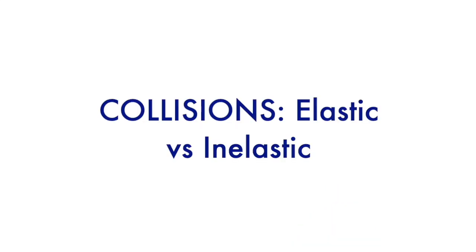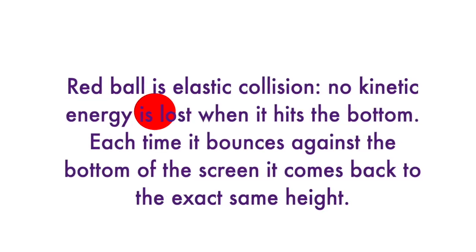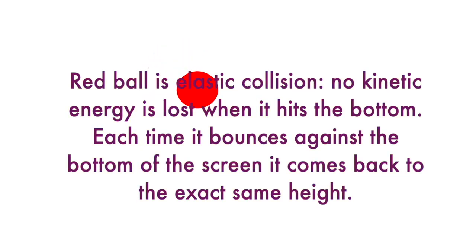Next up, we're going to talk about collisions, and more specifically, the difference between elastic and inelastic collisions. So first up is elastic collisions. In an elastic collision, both momentum and kinetic energy are conserved. As you can see with this red ball, no kinetic energy is lost when it hits the bottom and comes back up. Each time it bounces against the bottom of the screen, it comes back to the exact same height, because all of the kinetic energy it has going into the bounce is the same amount as it has coming out of it.